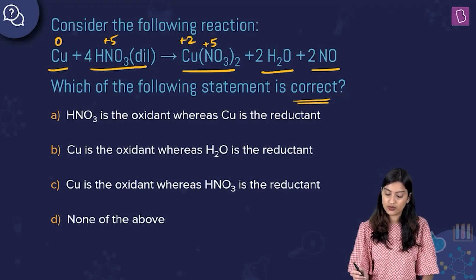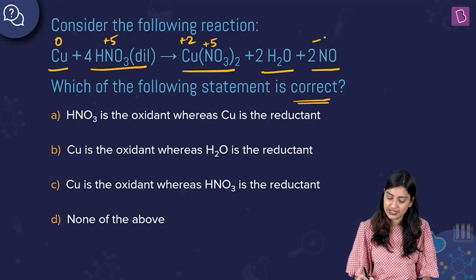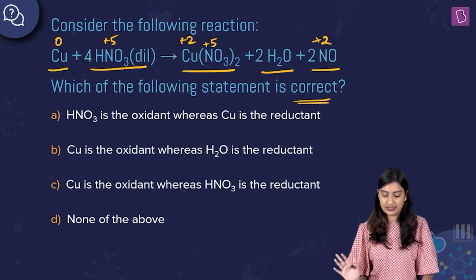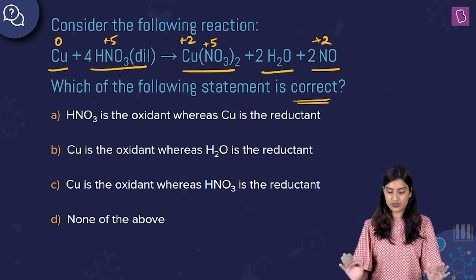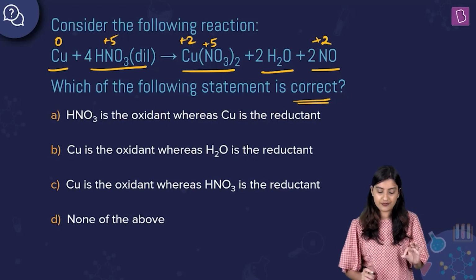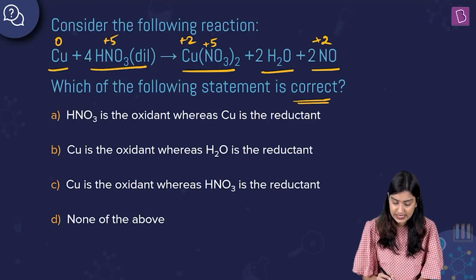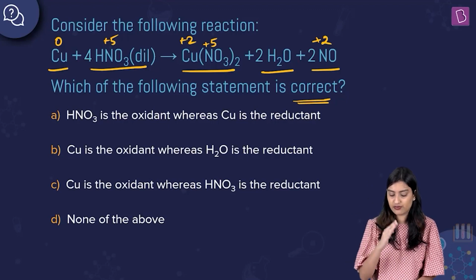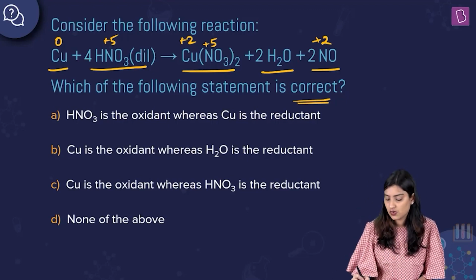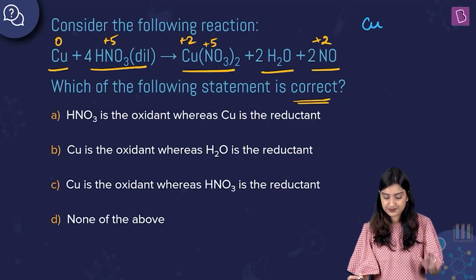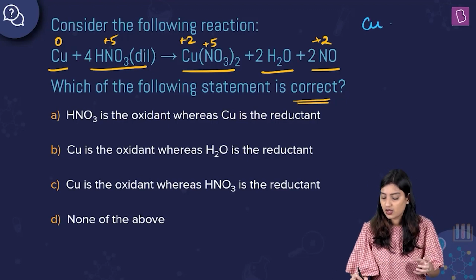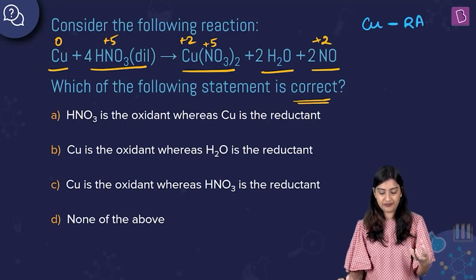And then you have NO. So what happens in NO? You have nitrogen in +2, oxygen in -2. Okay, so this is all sorted. Now let's see what is happening. You can see that copper is getting oxidized. It's going from 0 to +2. So copper is getting oxidized, which means copper is going to be the reducing agent or the reductant, right?